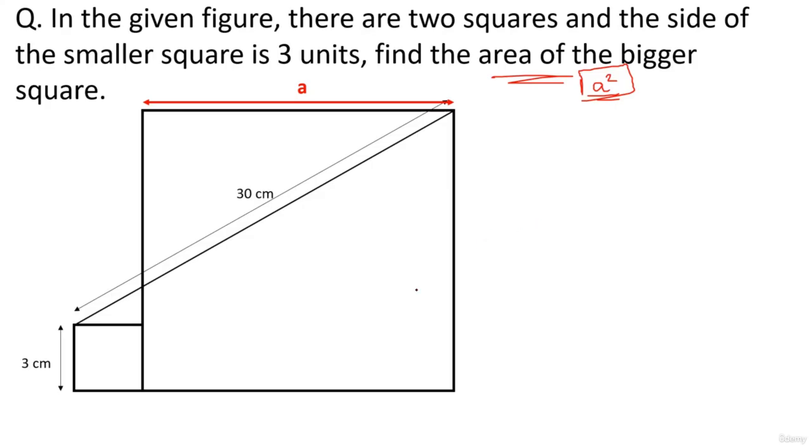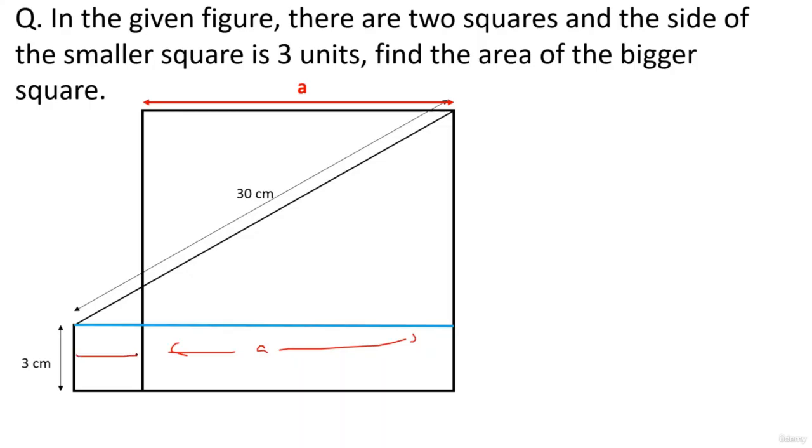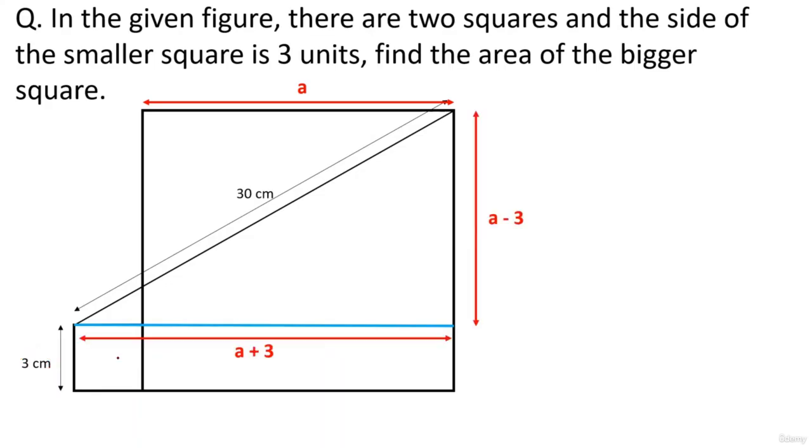So now guys, if you look at the horizontal side, this complete distance, I'll indicate this with a blue line. This blue line will be nothing but a, right? This entire length is a units, and this is the side of the smaller square, 3 centimeters, right? So this entire blue line is a plus 3, isn't it, guys? Same way, if you look at the vertical distance, the complete length of the larger square is a. From it you are removing these 3 units, right? So the remaining length is a minus 3, isn't it?